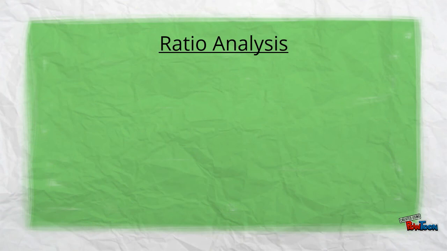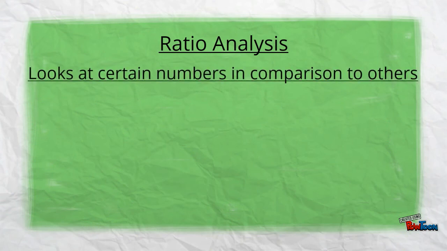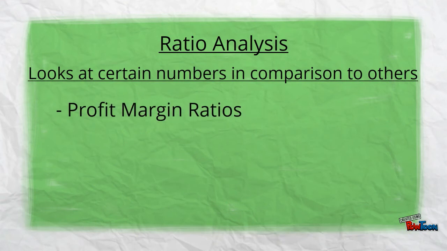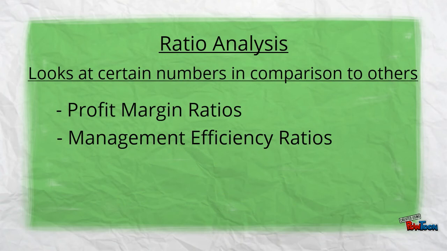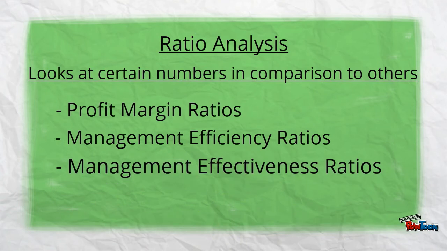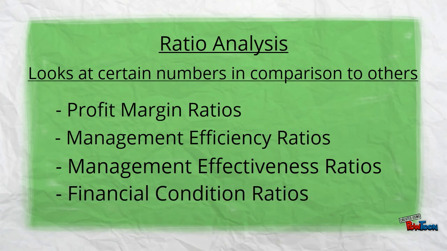Ratio analysis is similar. Instead of just looking at the final numbers, it looks at certain numbers in comparison to others. The four types we'll be looking at are profit margin ratios, which show profits in relation to expenses; management efficiency ratios, which show how efficiently your resources are being used; management effectiveness ratios, which show how well the business is being run overall; and financial condition ratios, which show how strong your company's finances are.